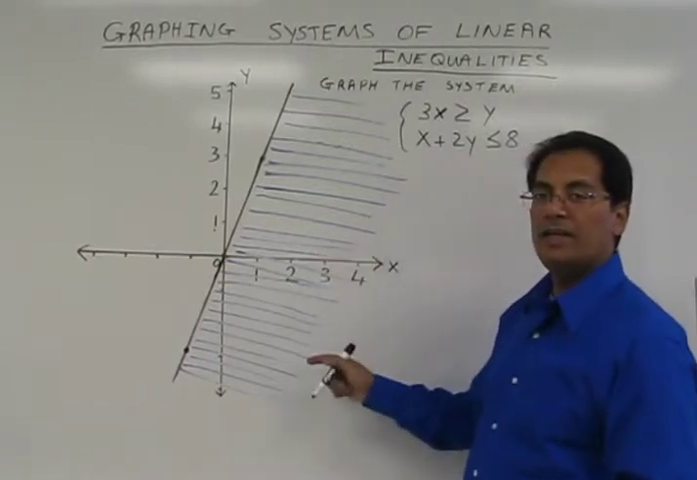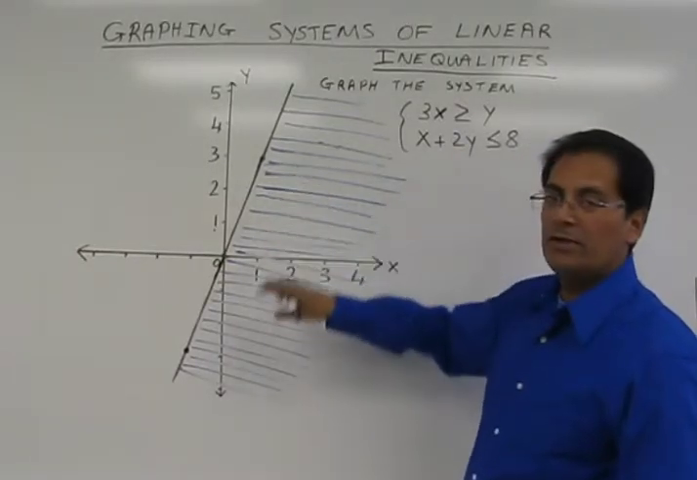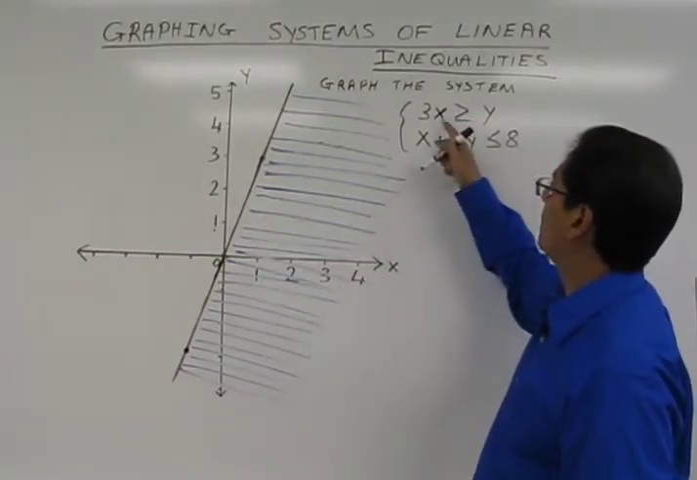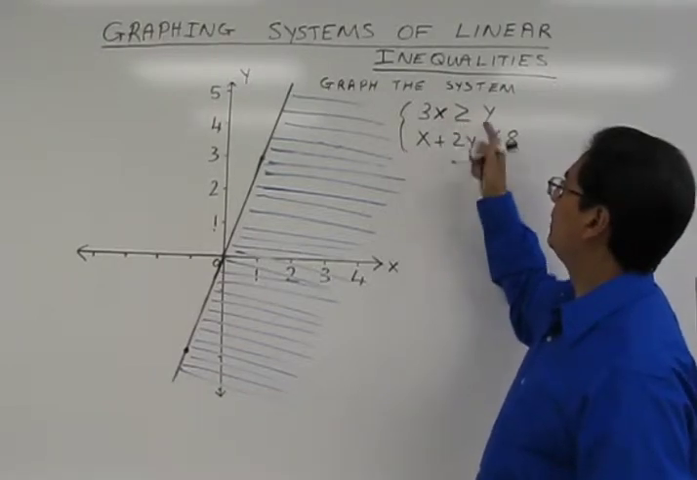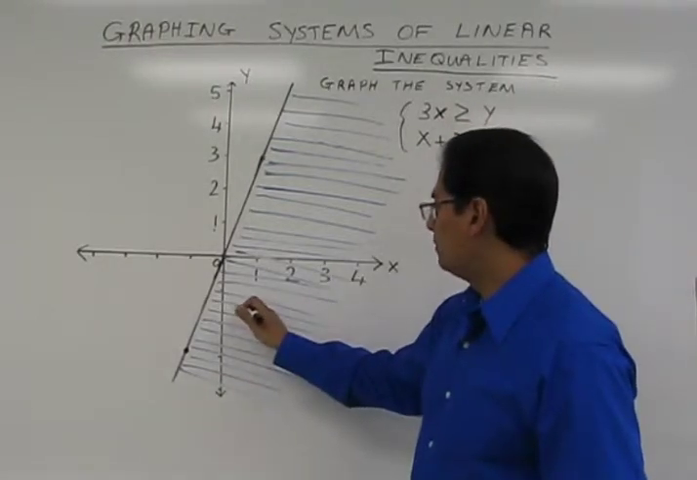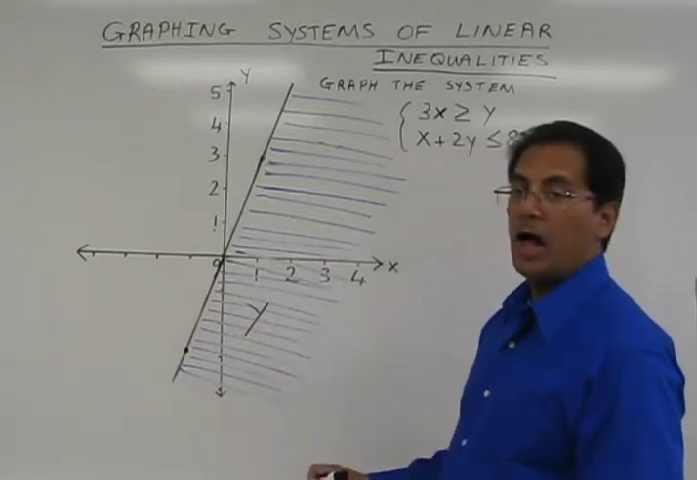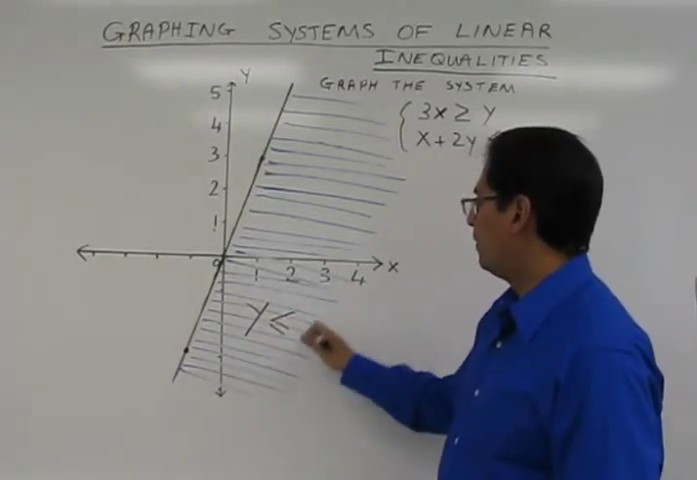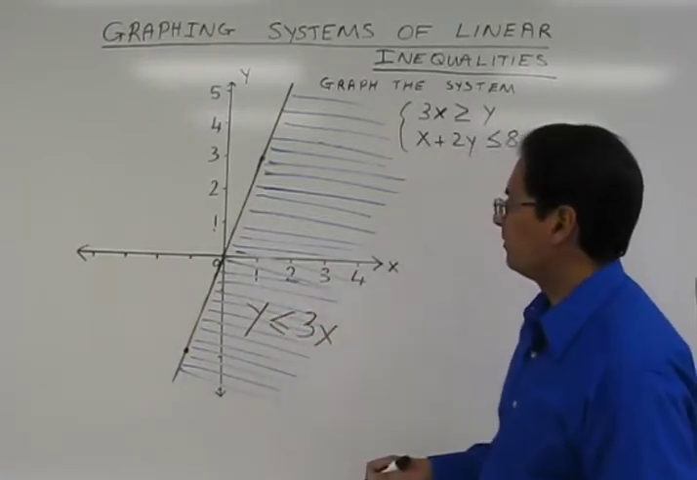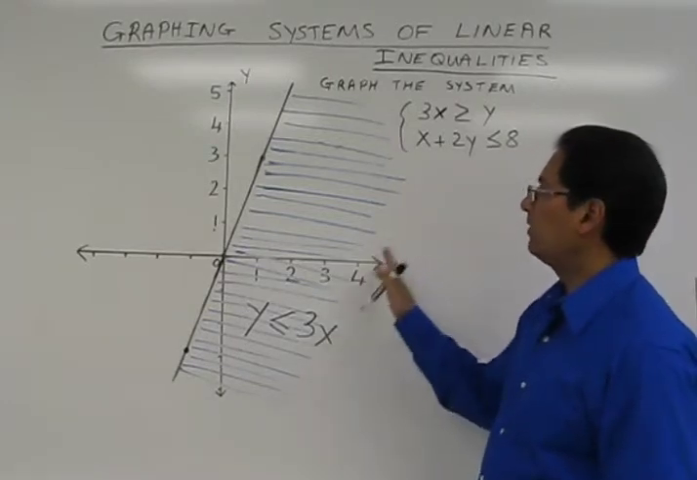And remember, the shading we have here, which is on the right side of that line, represents the inequality 3x is greater than or equal to y. Or we can rewrite in terms of y: y is less than or equal to 3x. So that's the right side of that line.